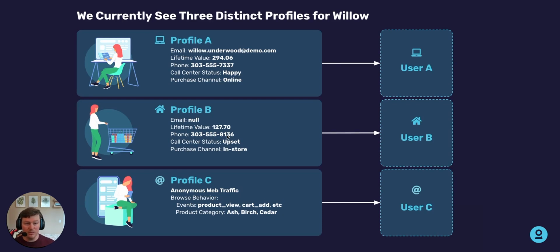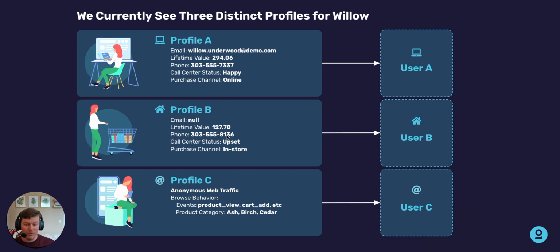Urban Roots is seeing Willow as three different profiles. You can see in profile A, Willow is an online purchaser, has a lifetime value of almost $300, has a particular phone number and a call center status that is tied to Willow that would show that she's happy.